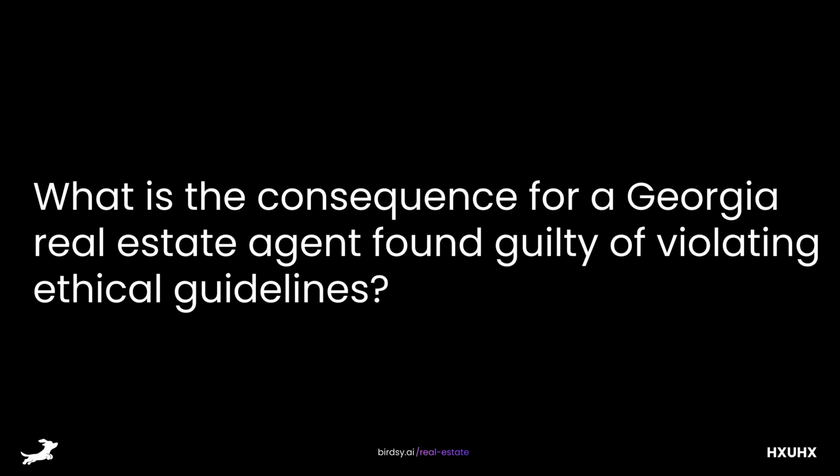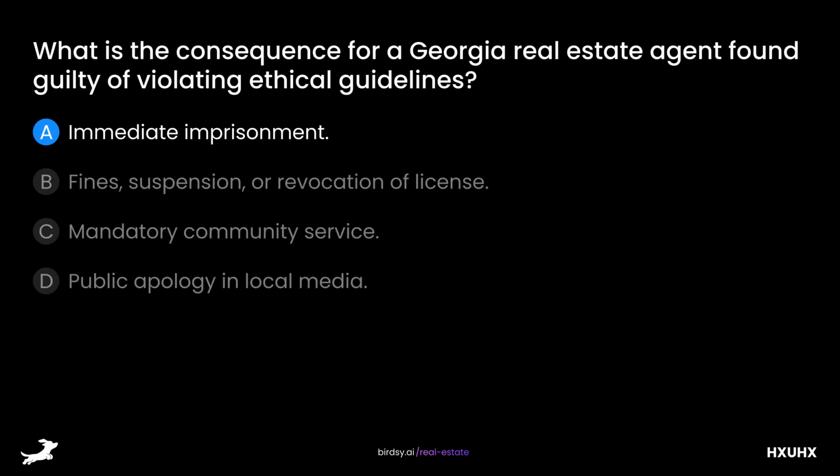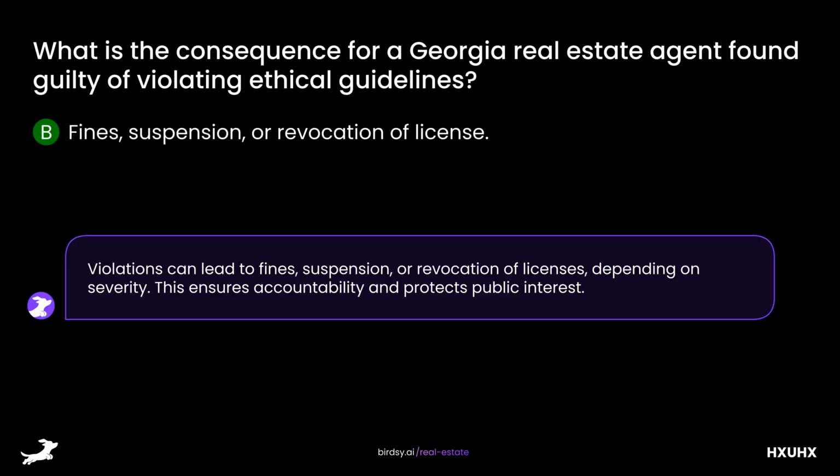What is the consequence for a Georgia real estate agent found guilty of violating ethical guidelines? Is it A. immediate imprisonment, B. fines, suspension, or revocation of license, C. mandatory community service, or D. public apology in local media? The answer is B. Fines, suspension, or revocation of license. Violations can lead to fines, suspension, or revocation of licenses, depending on severity. This ensures accountability and protects public interest.